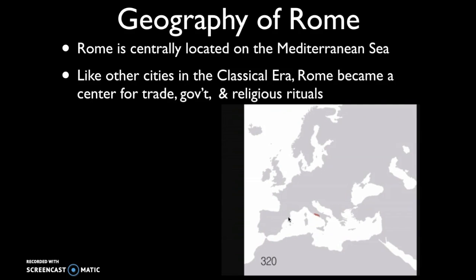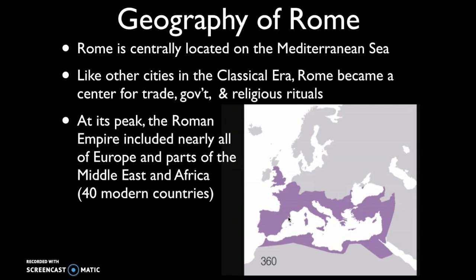Rome, again, starts out as a small little city in the 6th century BCE. Over time, it is going to expand across the Italian peninsula and into parts of Europe and over into the Middle East on the Anatolian Peninsula and also into North Africa. Eventually, it's going to spread out across the entire Mediterranean Sea.